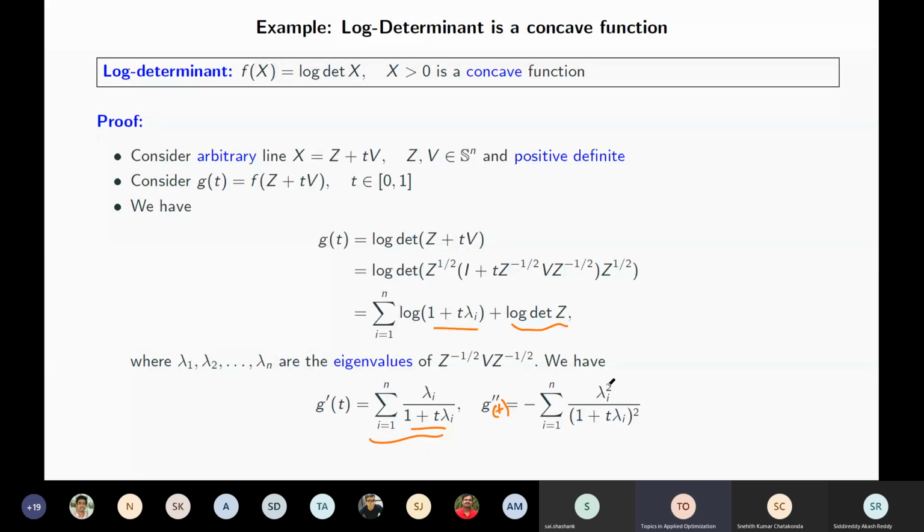So there will be 2 lambda i's, so that will become square. Okay, so now the question is, we want to use the second derivative test for g(t).